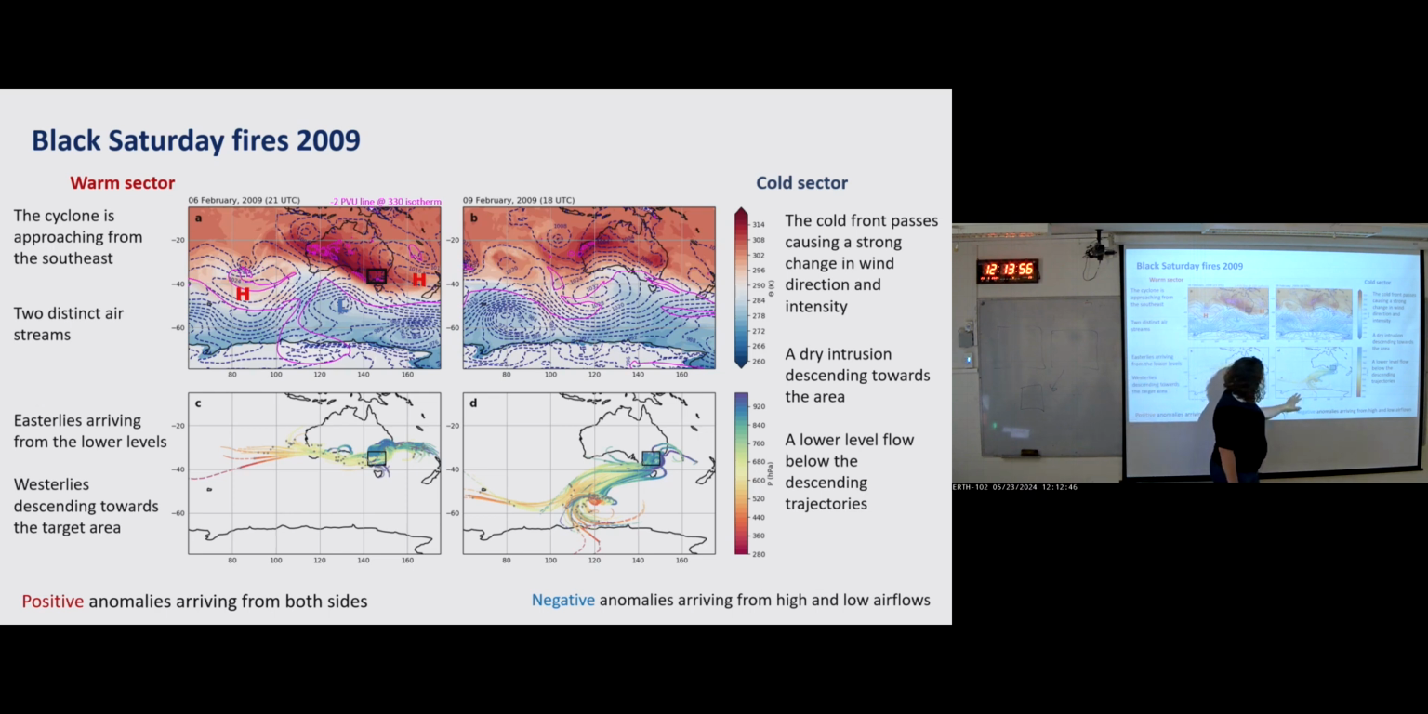We can see the dry intrusion, which we found in our back trajectory: the trajectory started descending a lot here, more than 400 hectopascals, which is our definition. But what I can also tell you is that there's a lower level flow. Underneath these dry intrusions, we have low level flow going near the surface, and it's going to play a very important role. Both of these flows are bringing negative anomalies to the surface, so both are contributing to the negative anomaly seen after the cold front.